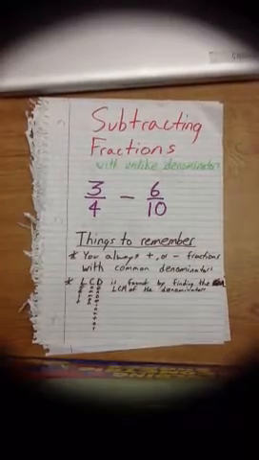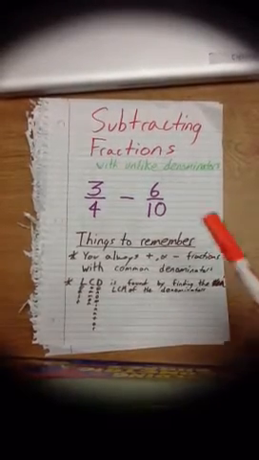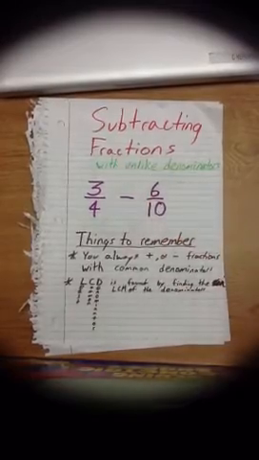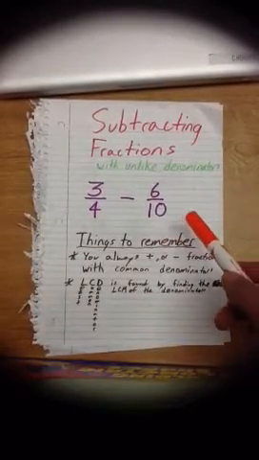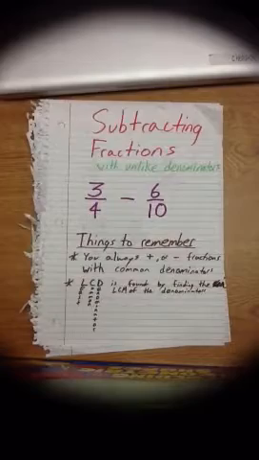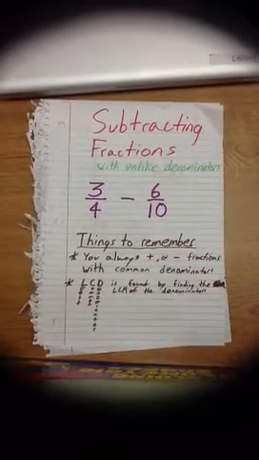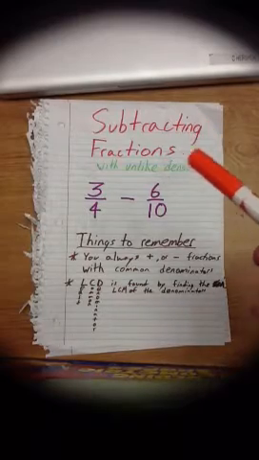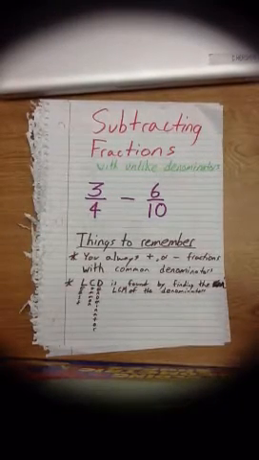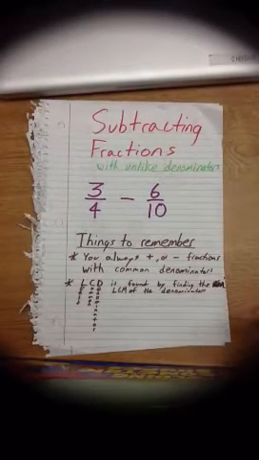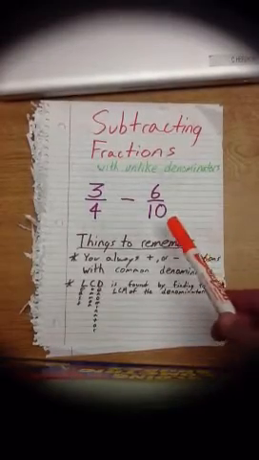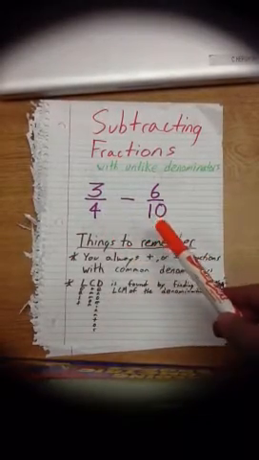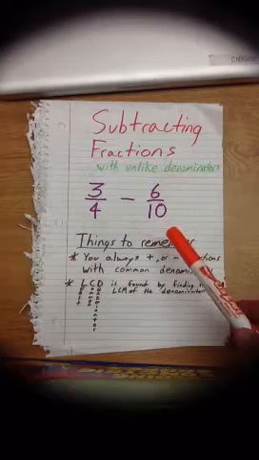Today I'm going to teach you how to subtract fractions with unlike denominators. The denominator is the bottom part of a fraction, and you know that when we subtract fractions with like denominators, all you have to do is subtract the numerators and leave the denominator the same. In this case, we are subtracting fractions with different denominators, 4 and 10, for 3/4 and 6/10.